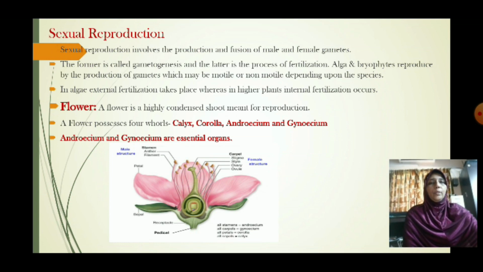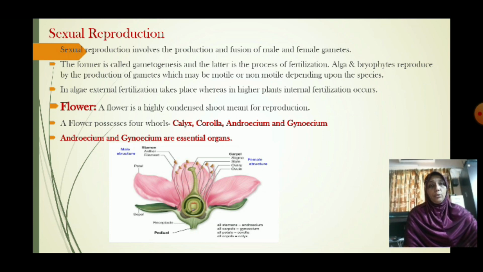Now we are moving on to the topic sexual reproduction. Sexual reproduction involves the production and fusion of male and female gametes. The former is called gametogenesis and the latter is the process of fertilization. Algae and bryophytes reproduce by the production of gametes, which may be motile or non-motile depending upon the species. In algae, external fertilization takes place, whereas in higher plants, internal fertilization occurs.